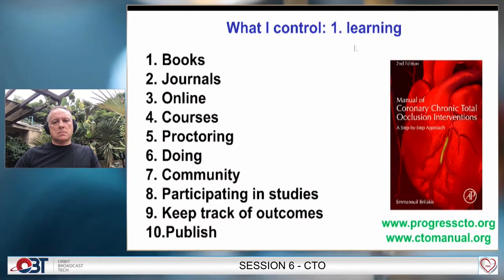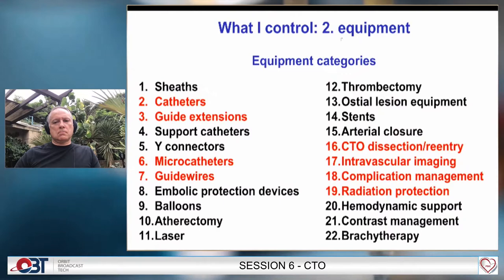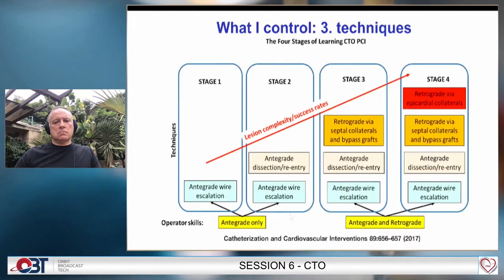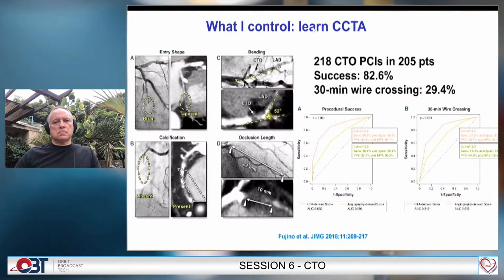What we control is learning. What we can do is prepare the best for any potential challenge by learning through a variety of media. We control how we understand our equipment, and that's why we prepare by using it consistently and studying the equipment so we can use it in the most effective way. We control what techniques we have mastered, and we can use them effectively in various difficulty stages of CTO PCI. We control learning other techniques, such as understanding and reading CCTA, which is increasingly being used in CTO intervention, both for planning, especially in complex lesions.